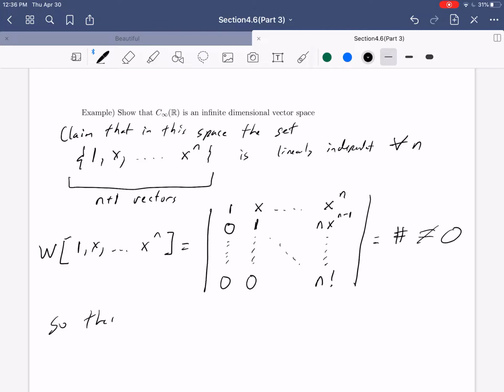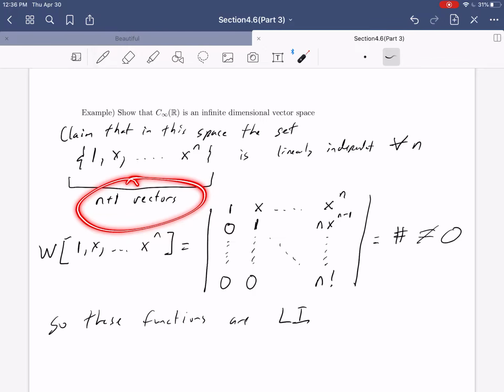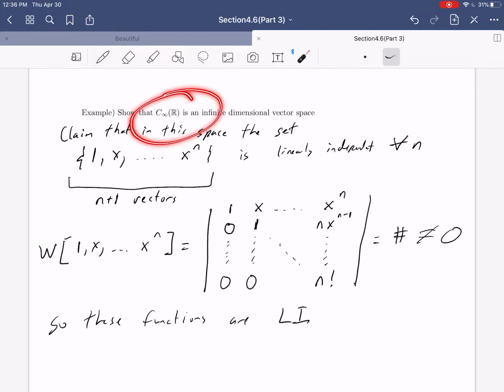So these functions are linearly independent. What that means is that any basis for C infinity must include at least all these things. So that means that any basis would need to have at least n plus 1 vectors for all n. So that means any basis for this must be infinite, which means it is an infinite dimensional vector space.